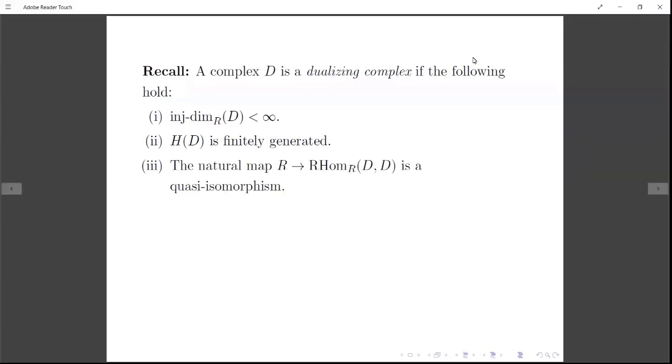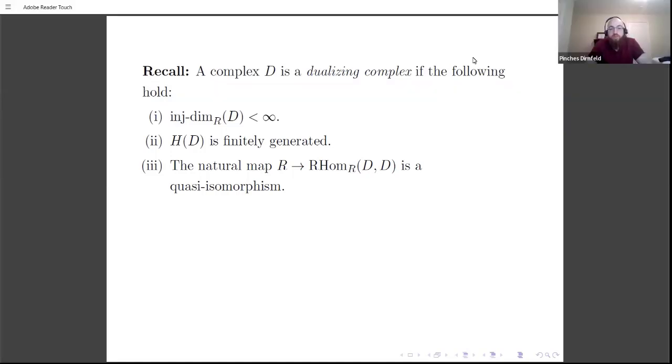Can you remind us again, what does it exactly mean for a complex to have finite injective dimension? I forget now what it exactly means. So it means that it's quasi-isomorphic to a bounded complex of injective modules. Oh, okay. That makes sense. Okay.